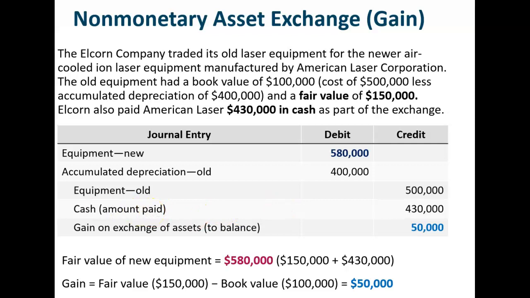And step 4, record a $50,000 gain. The gain is computed as the fair value of the old equipment minus the book value of the old equipment. $150,000 minus $100,000 of book value equals a $50,000 gain.